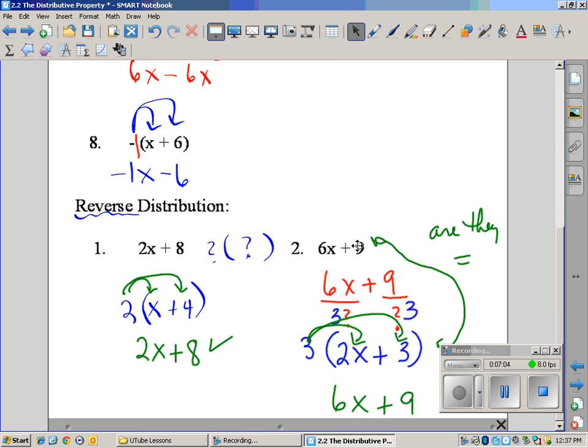On the second example, I'm asking myself, 6x plus 9, what can I divide out? I've got question marks down here. What can I take out of 6x plus 9? And I see a 3. A 3 will come out of 6, and a 3 will come out of 9. I can move the 3 to the outside, and what's left when I divide 6 by 3 is 2x. And when I divide 9 by 3, what's left is 3. And I check my work to see, did I start with what I ended up with? 3 times 2x is 6x, and 3 times positive 3 is 9.